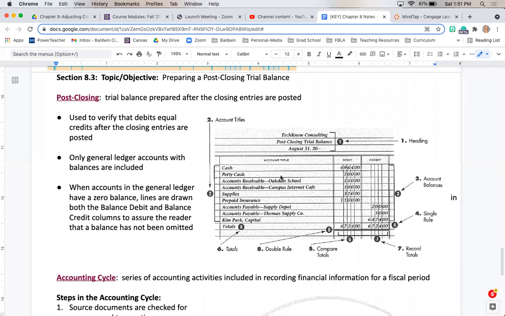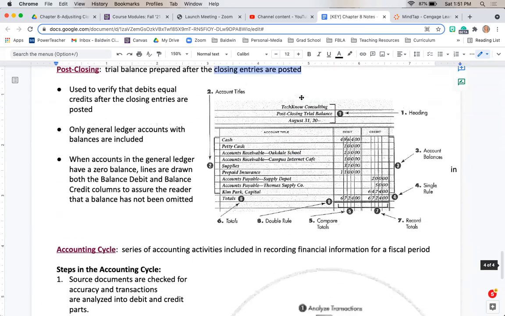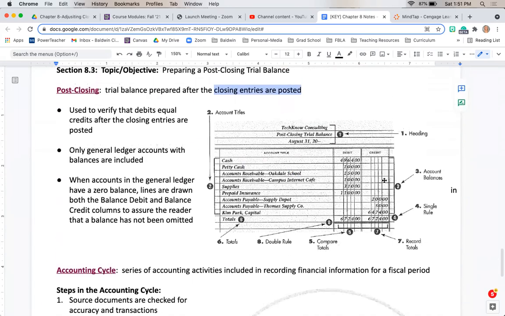All right, second section of chapter 8 is over what's called a post-closing trial balance, which is prepared after all of our closing entries have been posted, which is what we just did in the last section of chapter 8. So over here on the right is a post-closing trial balance. It's used to verify, again, debits equal credits after we did our closing entries. It's also only going to be the general ledger accounts that have a balance. So any account that we just closed will not appear on the post-closing trial balance.